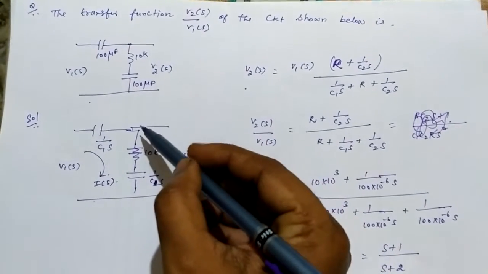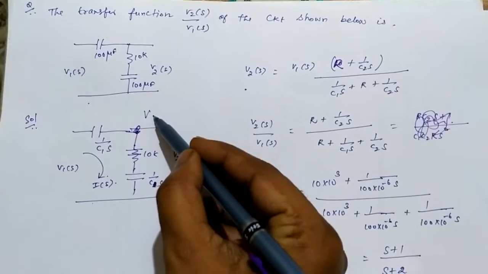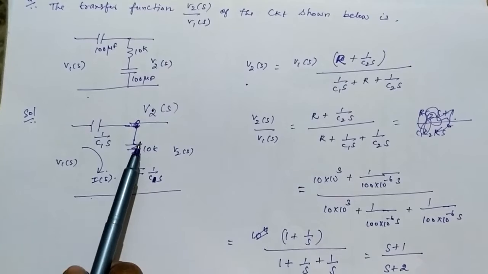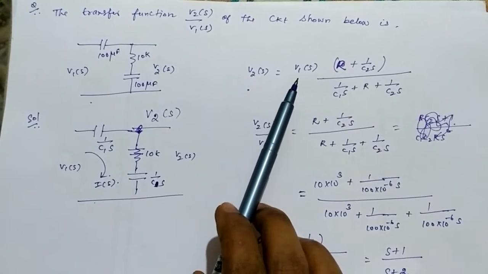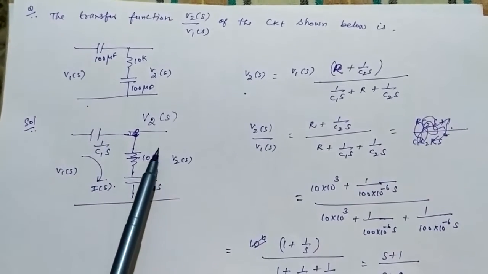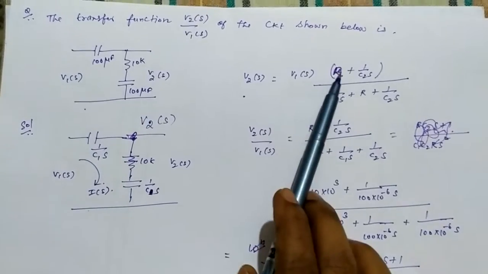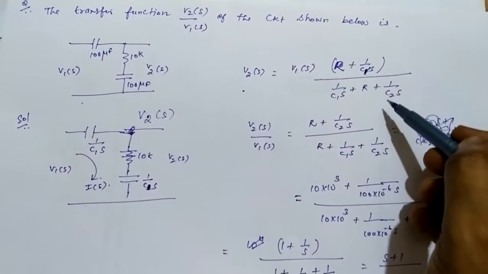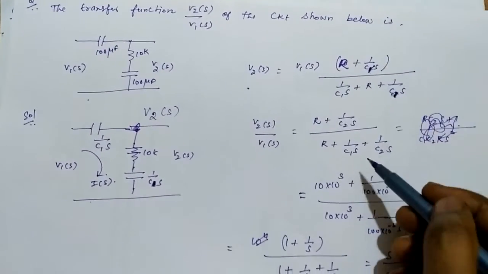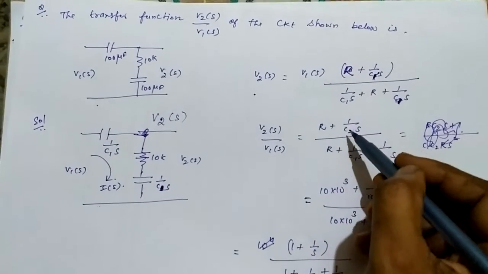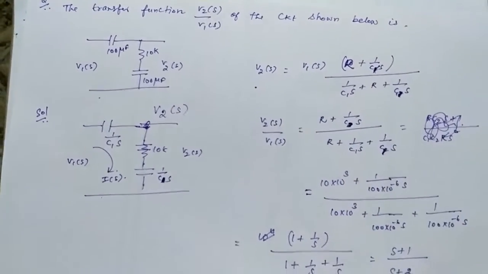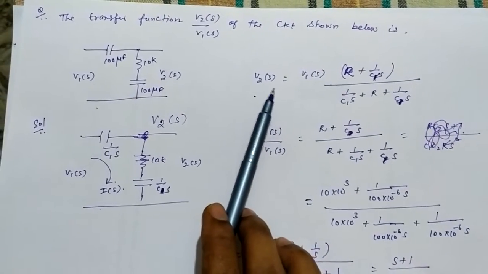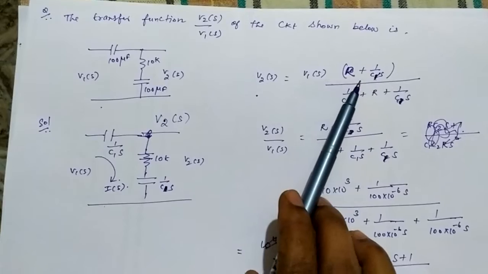Now here again we apply the voltage divider rule. Here we have the V2 of S. So V2 of S is equal to, applying the voltage divider rule, V1 of S, since here we want to find the voltage, divided by the total. So this is C1 and this is also C1. This is also C. All the capacitances are equal. Now applying the voltage divider rule, we have V2 of S is equal to this one.